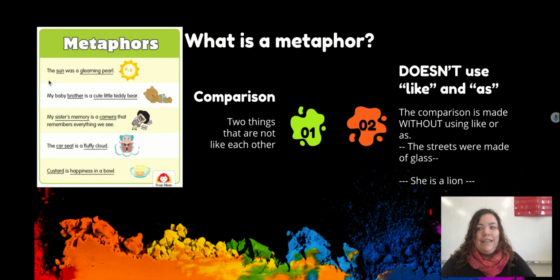Here are some other metaphor examples. The sun was a gleaming pearl. Again, it's not literally a pearl. We're just saying it's kind of like it. And in a metaphor, we're saying it was a gleaming pearl. My baby brother is a cute teddy bear. We're comparing the brother and the teddy bear. My sister's memory is a camera that remembers everything we see. So again, it's not literally a camera. We're just comparing her memory to a camera. The car seat is a fluffy cloud, or custard is happiness in a bowl. So let's look at some poems and see if we can find these similes and metaphors.